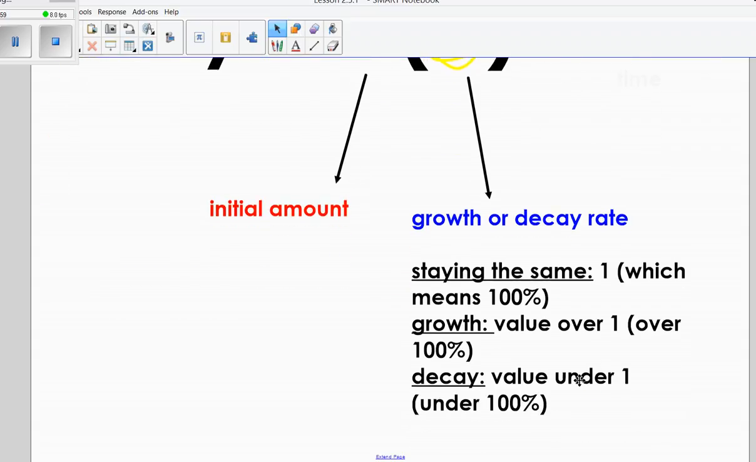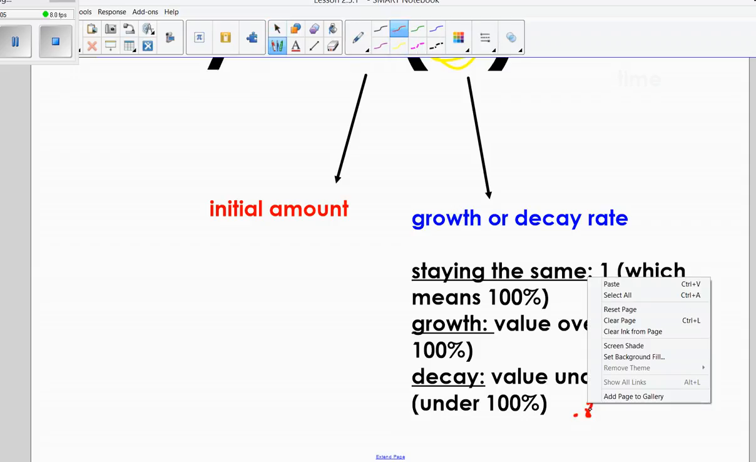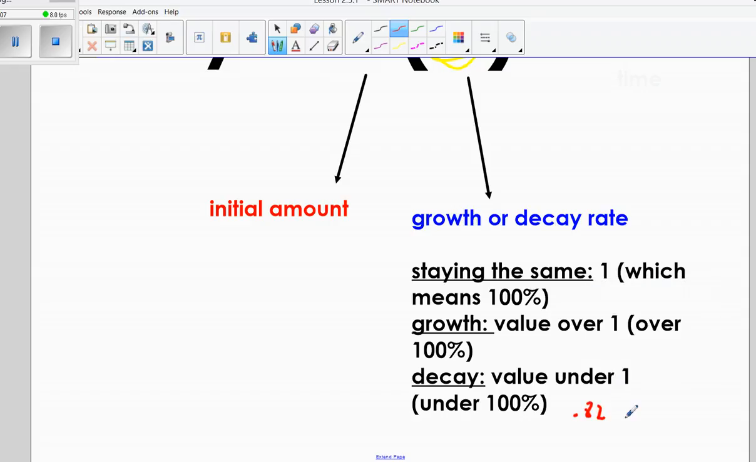So an example of this would be like 0.82 or 0.07. Those are all decays. Growth would be like 1.23 and 1.05. Anything that's over 1 is growth. Anything less than 1 is decay.